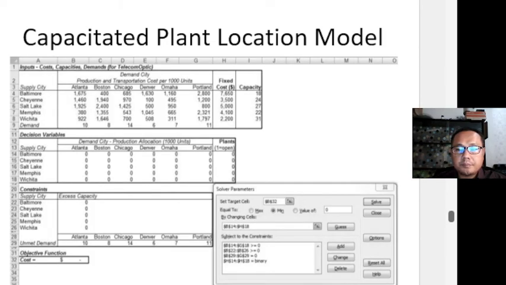Okay, and then the objective function measures the total fixed and variable cost of the supply chain network and is evaluated in cell B32. The next step is to invoke Solver as shown in this figure 5.11. Within the Solver, the goal is to minimize the total cost in cell B32 before. The variables are in cells B14 to H18.